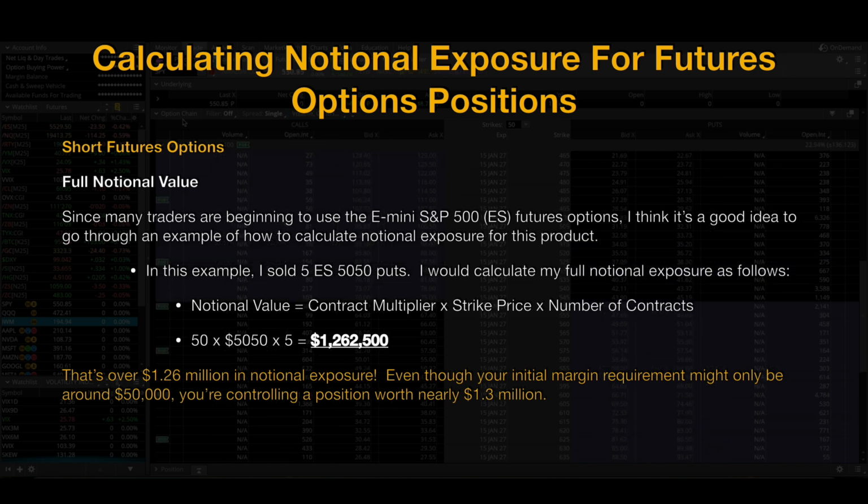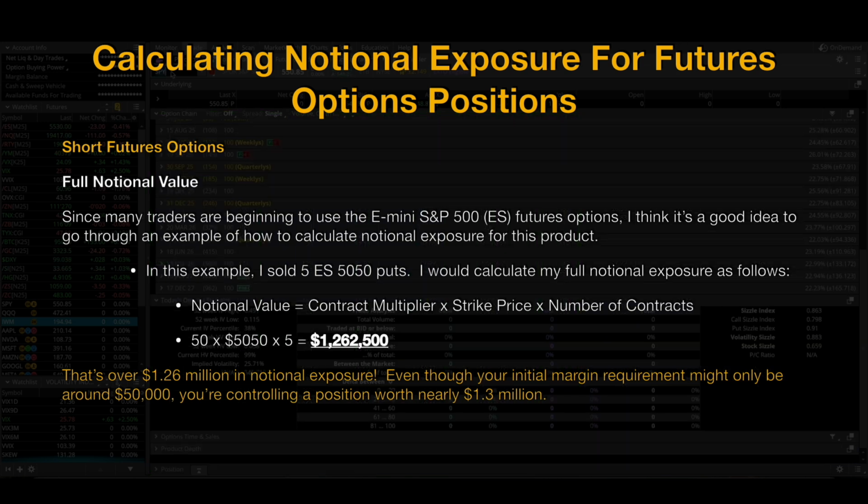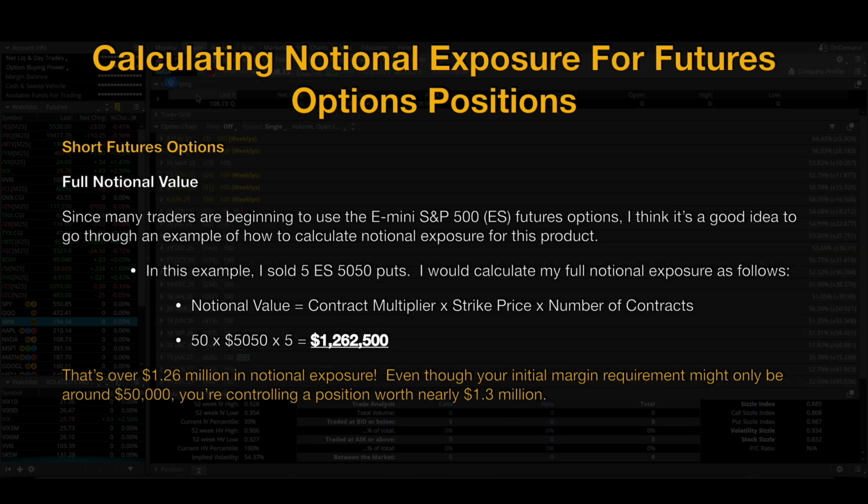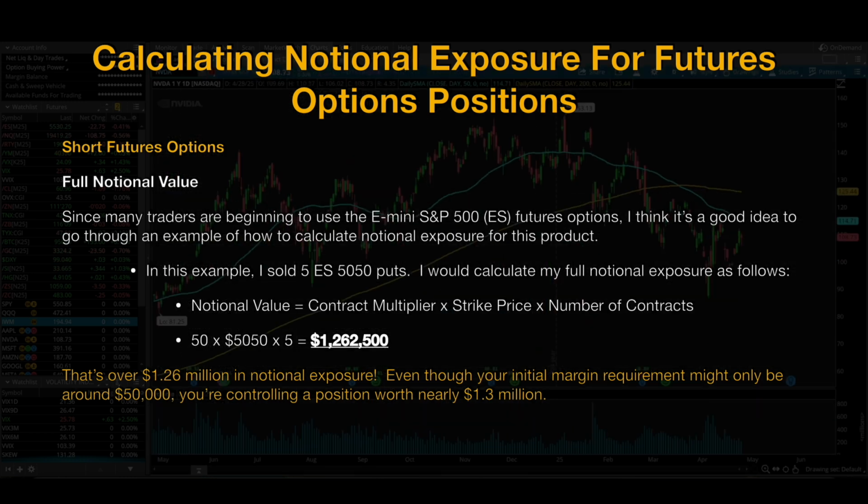Since many traders are beginning to use E-mini S&P 500 futures options, I think it's a good idea to go through an example of how to calculate notional exposure for this particular product. Let's take, for example, selling 5 ES 5050 puts. I would calculate my full notional exposure as follows. I would take the contract multiplier of 50, multiply that times the strike price of 5,050, multiply that times the number of contracts sold, which is 5.